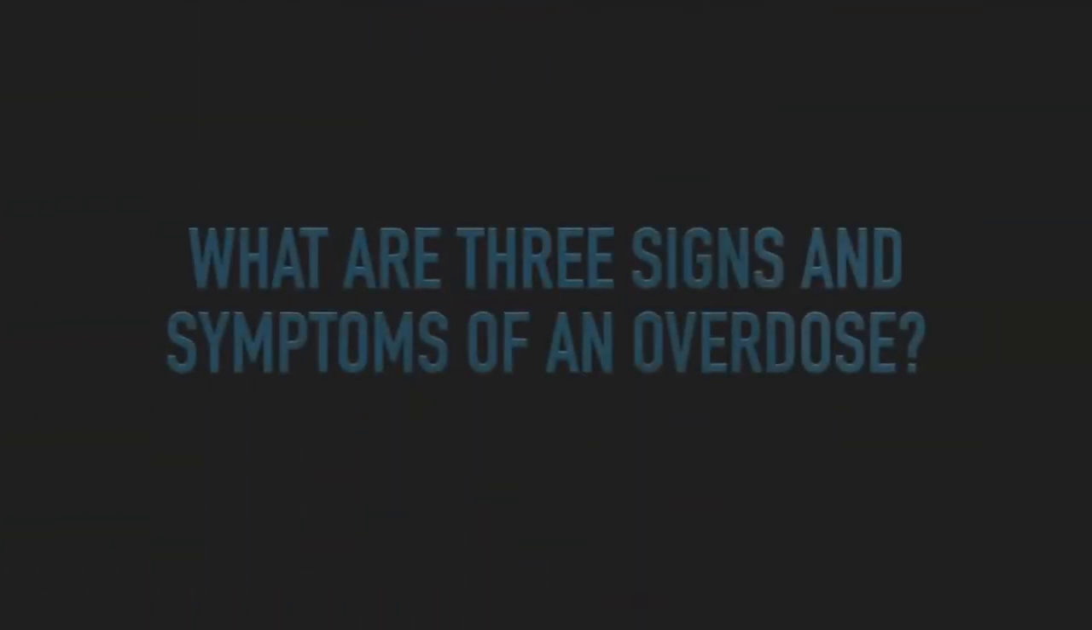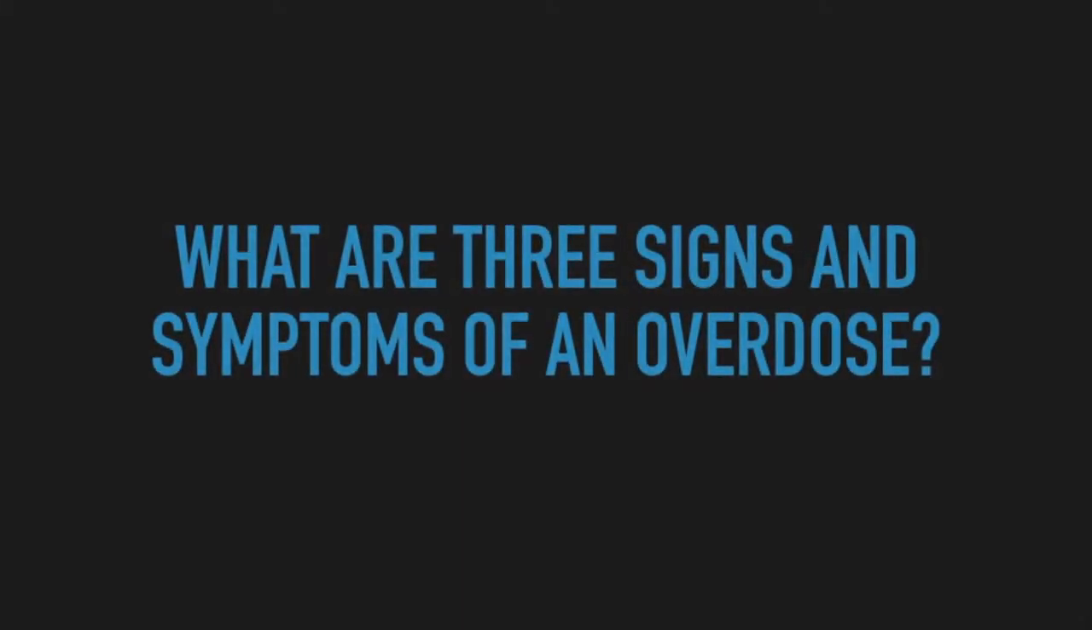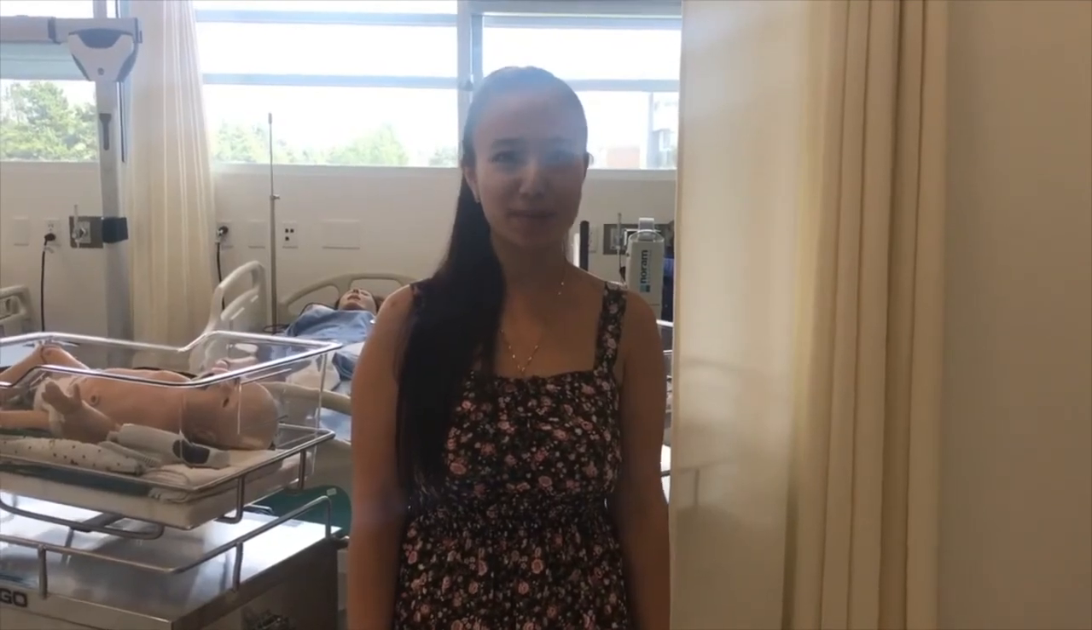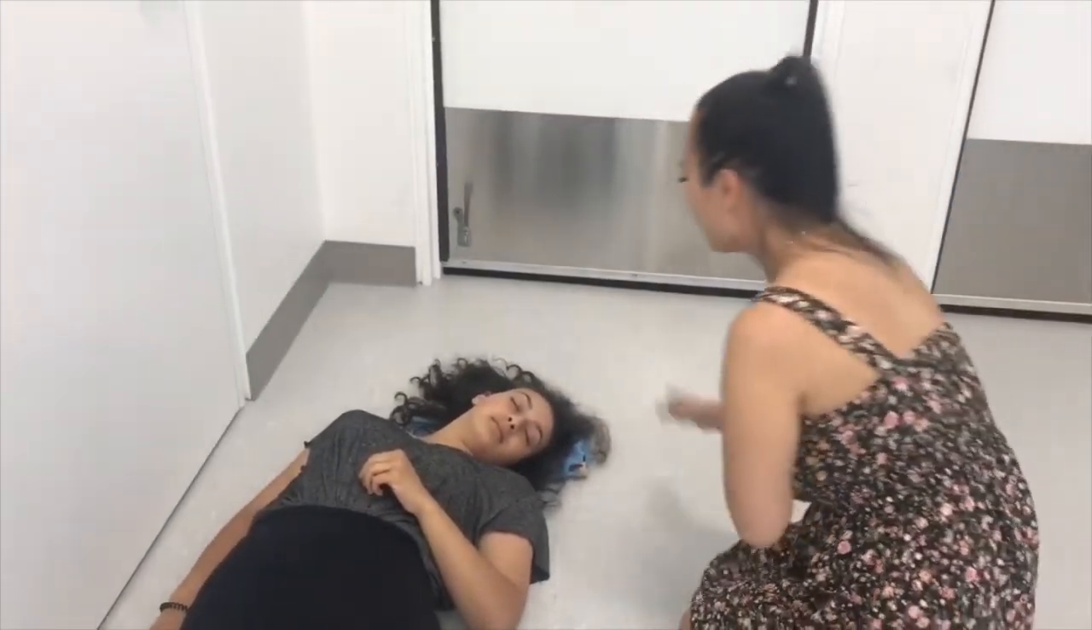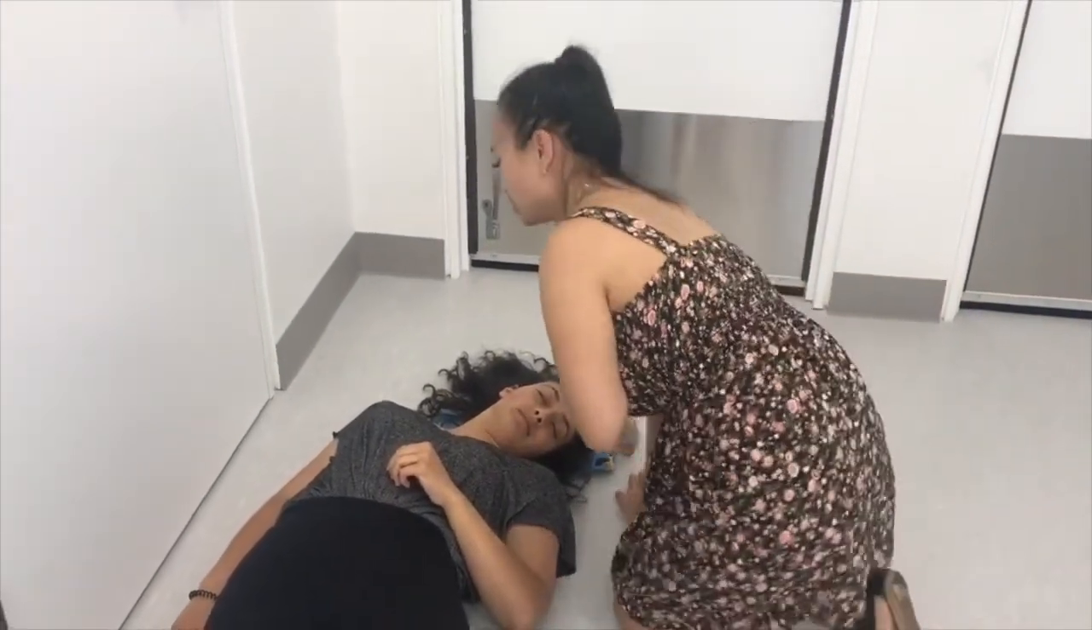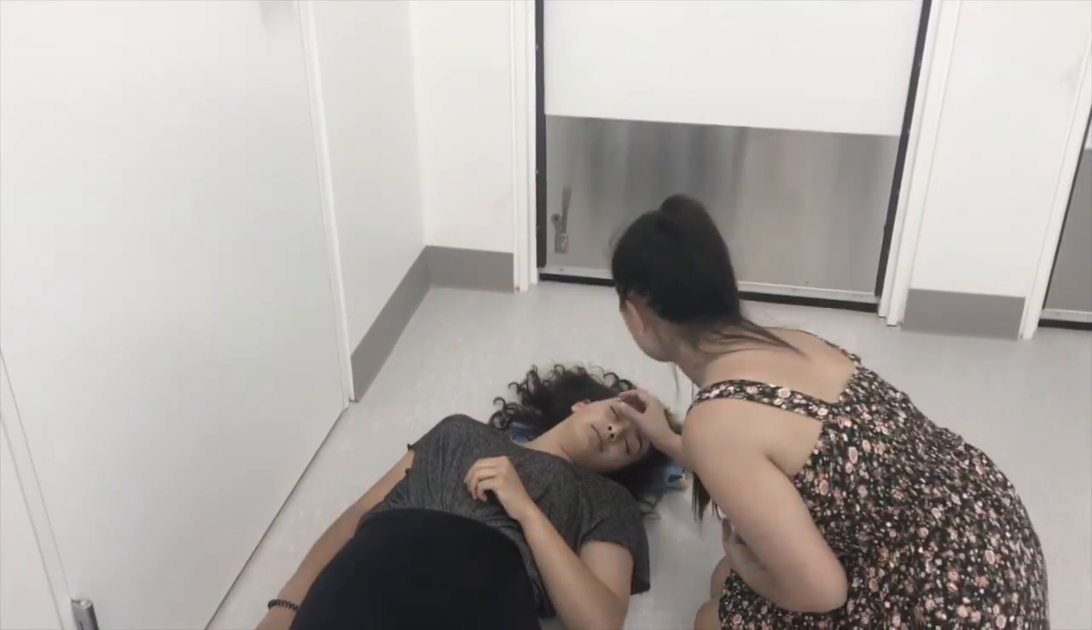What are 3 signs and symptoms of an opioid overdose? So the 3 signs of overdose is decreased level of consciousness, decreased respiration or no respiration, and pinpoint pupils. So I'm going to check for level of consciousness. Hello, hello. Nothing. Check for sternal rub. Nothing. I'm going to check for respirations. Nothing. And also check for pinpoint pupils.